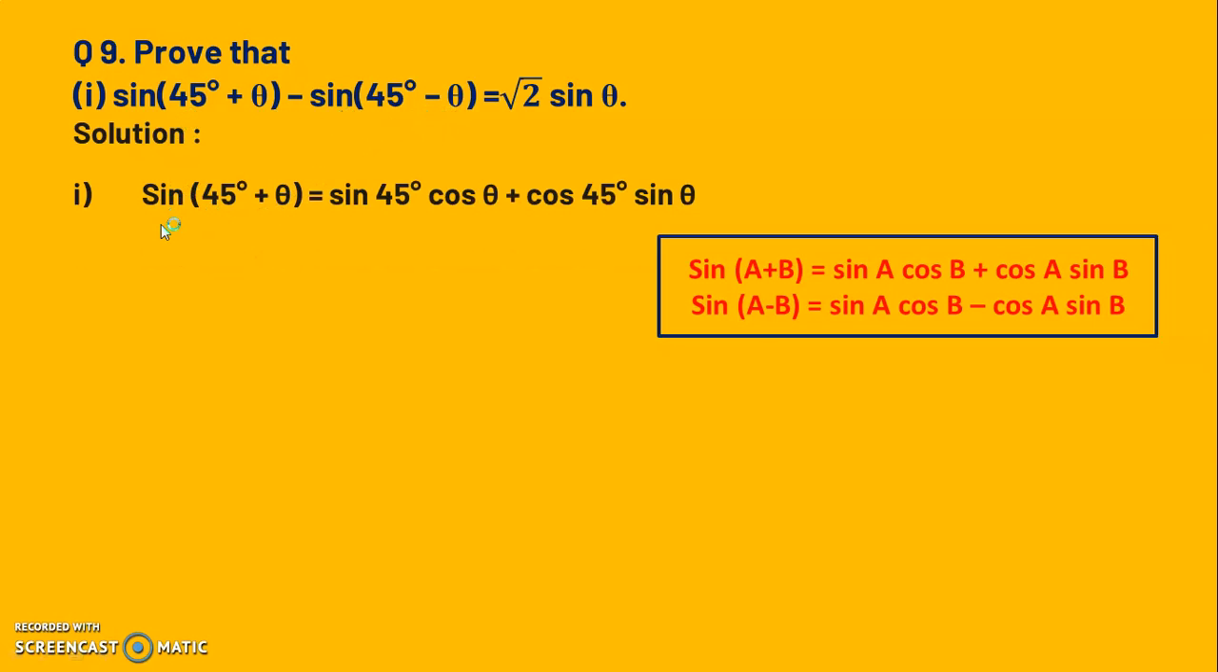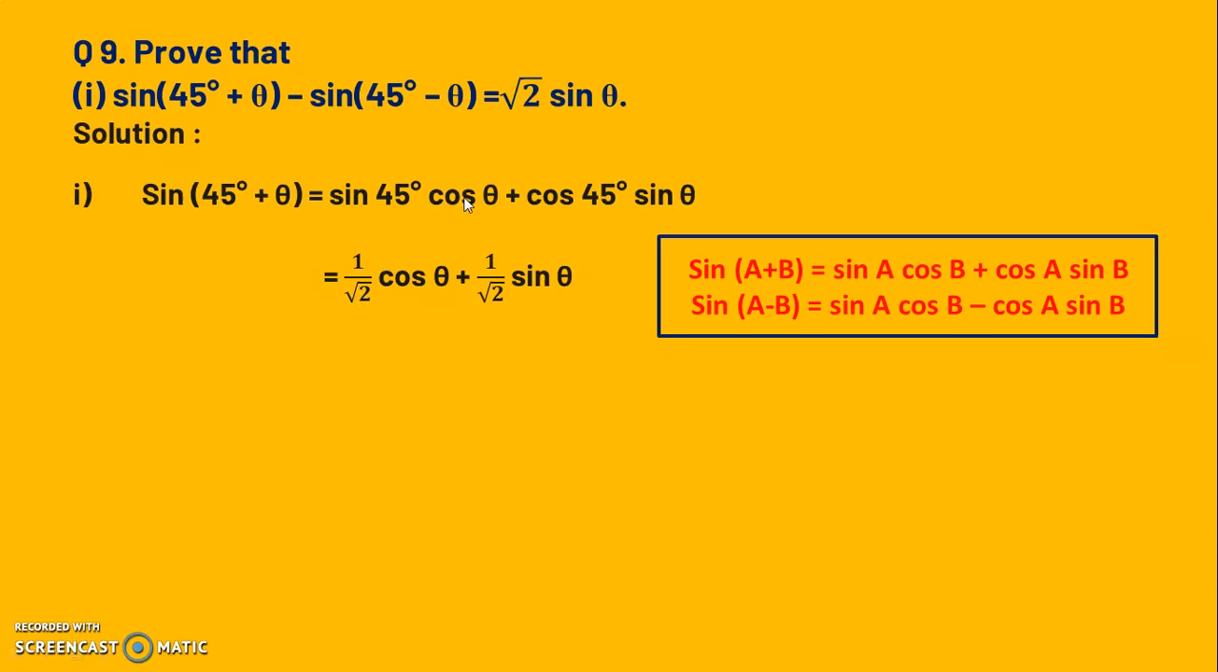Okay. So first, for sin(45 degree + theta), what is sin(A + B)? Sin A cos B plus cos A sin B. So sin A means sin 45 degree, cos B means cos theta, plus cos A means cos 45 degree, sin B means sin theta. Sin 45 degree cos theta plus cos 45 degree sin theta. We know the values of sin 45 degree and cos 45 degree from the trigonometry table. Both are 1 divided by root 2. The values for sin 45 degree and cos 45 degree are the same, which is 1 by root 2.